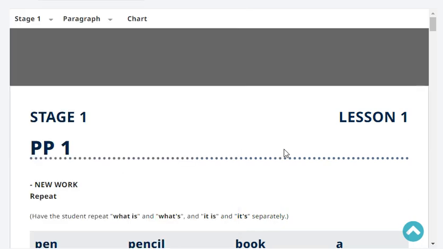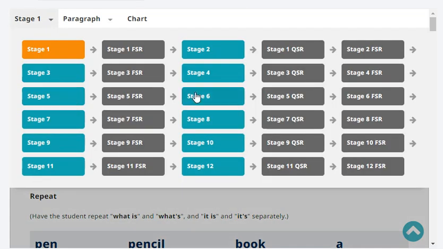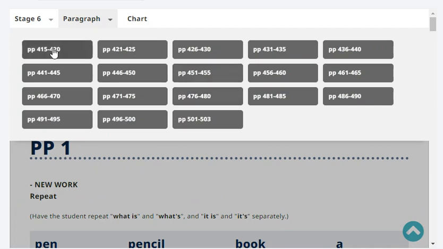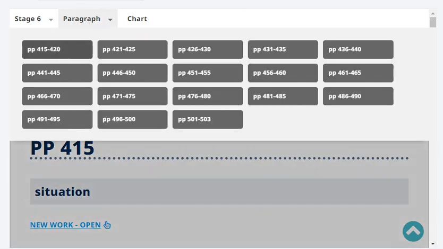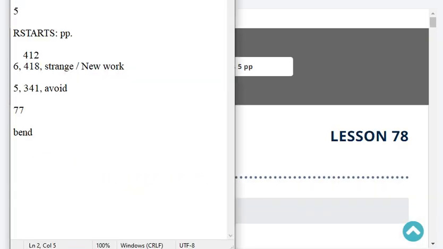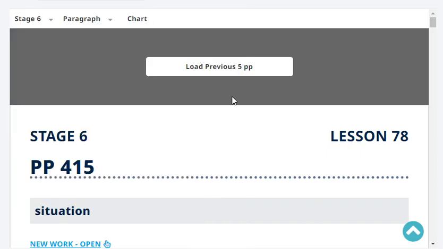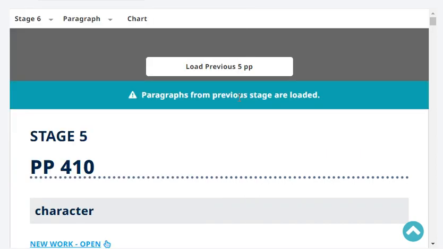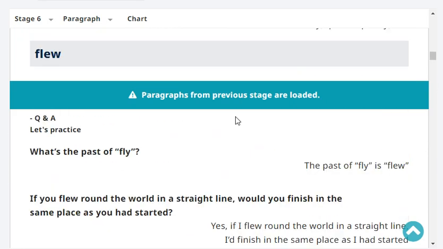Progress report says we are at stage 6, paragraph page 418. Okay, and our last head word was "strange," new word type of lesson. Okay, yeah. So let's start with revision. Ready? Okay. Here we go.